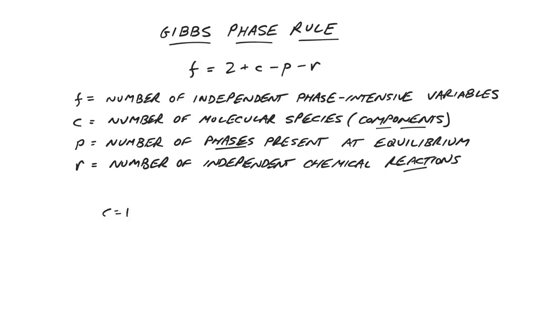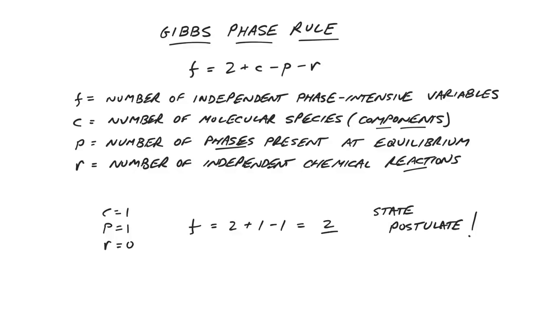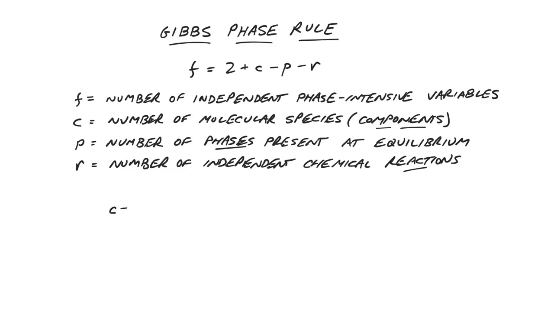So for example, if we have one component existing as one phase with no reactions, we get 2 degrees of freedom in agreement with the State Postulate. This corresponds to what we saw for air or single-phase water. In contrast, if we have one component in two phases with no reactions, we get 1 degree of freedom in agreement with what we just saw for two-phase H2O in our piston.